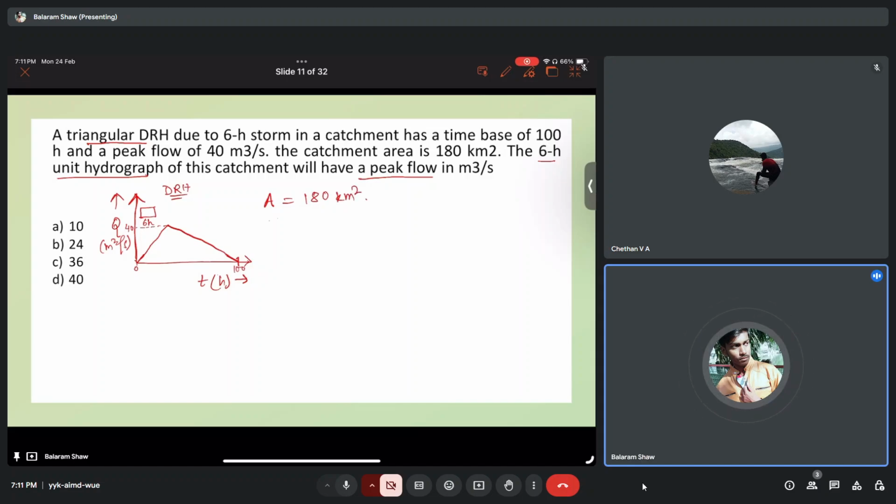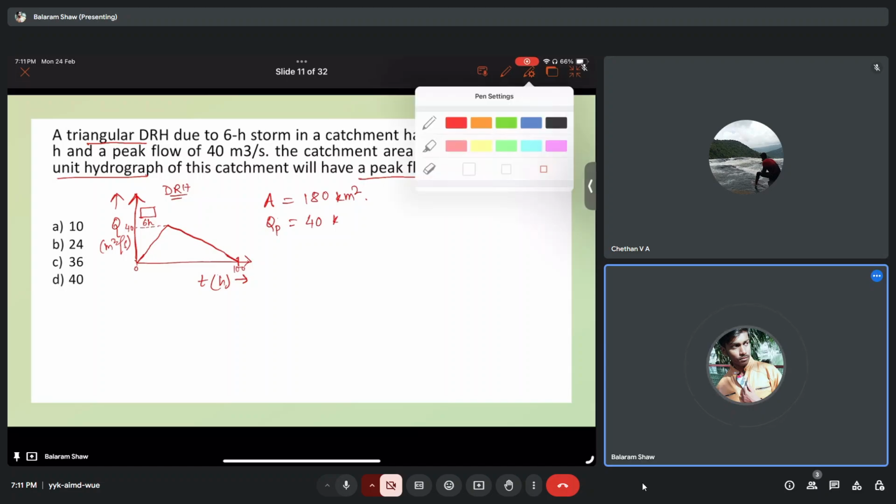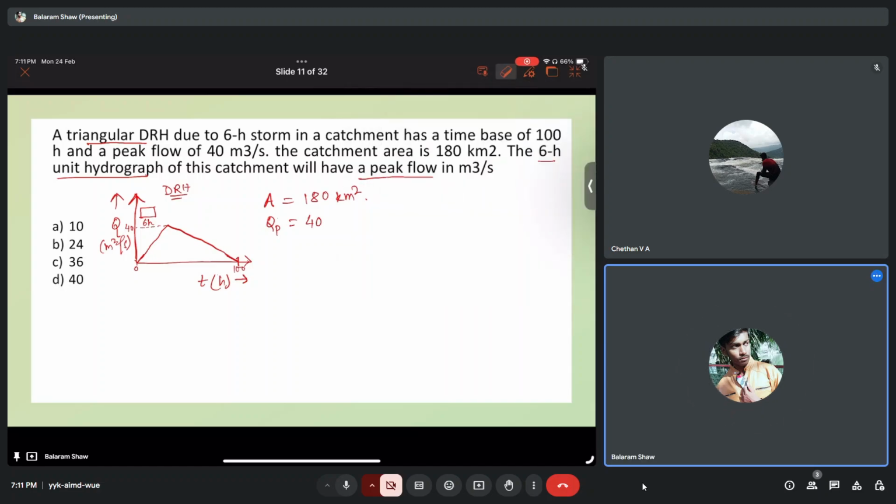We'll write the peak discharge as 40 meter cube per second. And we need it for the 6-hour unit hydrograph only, so we don't need to change the unit hydrograph duration. We have also seen how we can get the unit hydrograph of different durations, right?